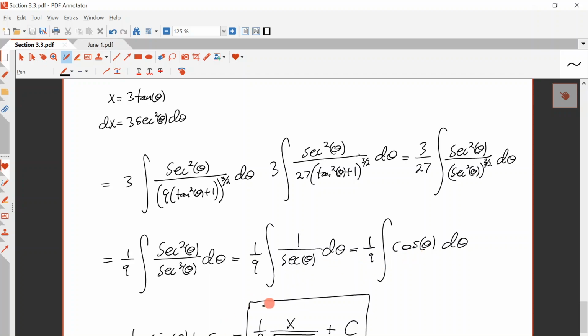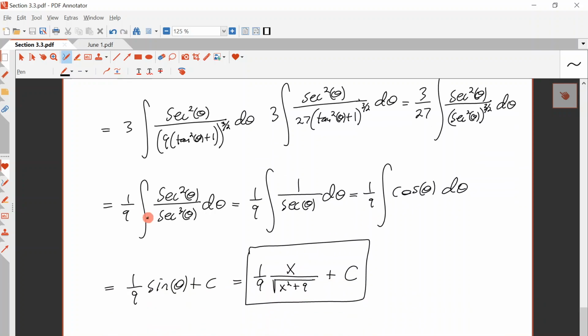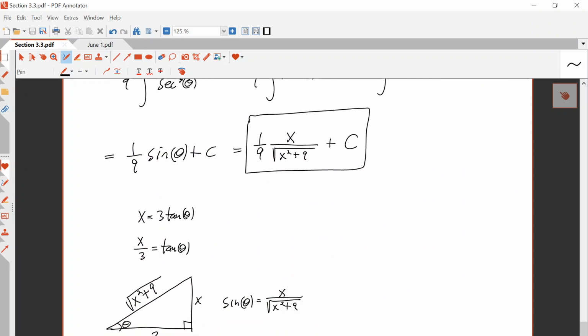Solve that antiderivative problem, which may take a u substitution, and oftentimes does take a u substitution. This time it didn't, and we solved it. The antiderivative of cosine is sine. And then you go to your right triangle. Go to your original substitution.